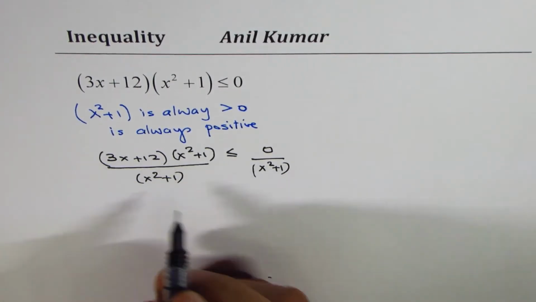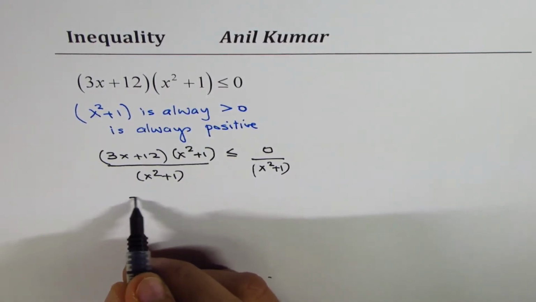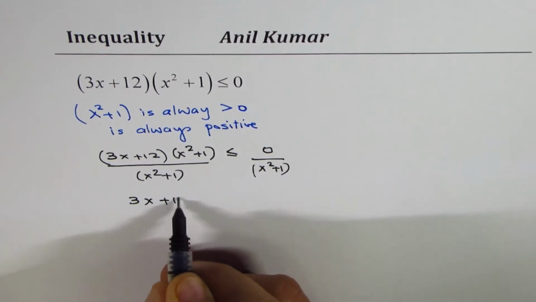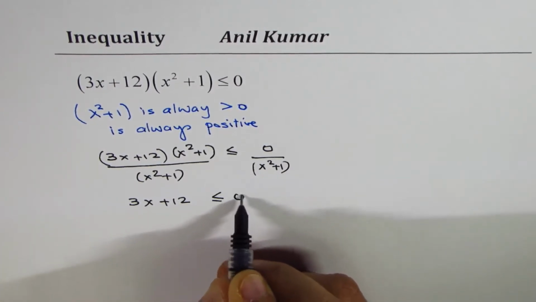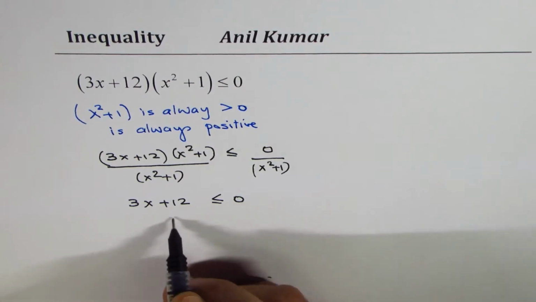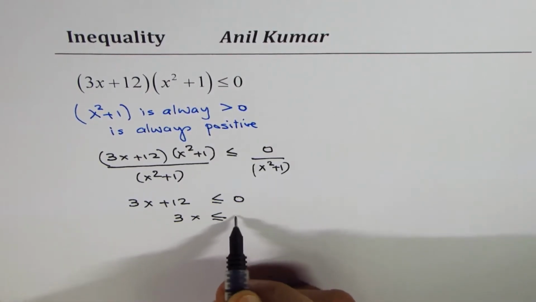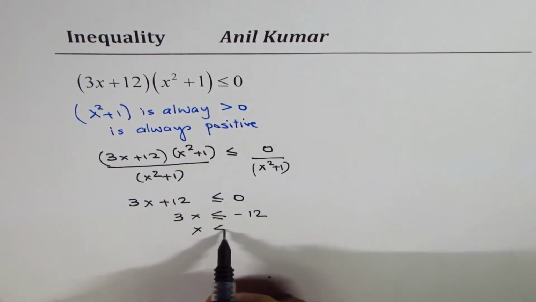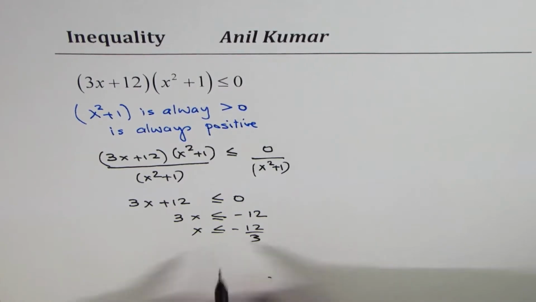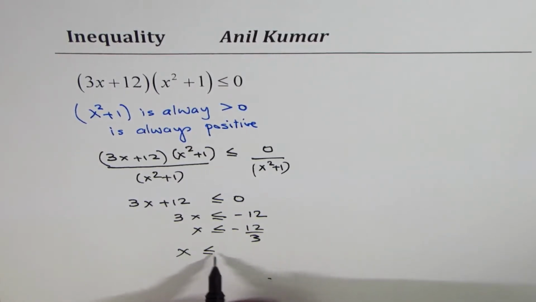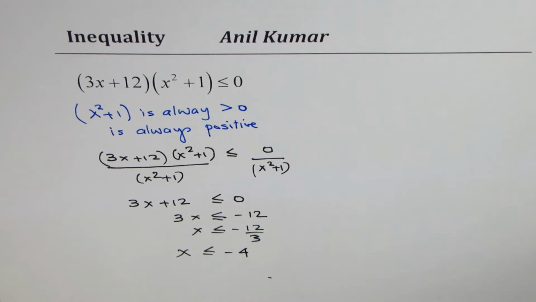So what we are left with is a simple linear inequality, which is 3x + 12 ≤ 0. Now we can take 12 on the other side and say 3x ≤ -12, or x ≤ -12 divided by 3, or x ≤ -4, correct? So that becomes the solution.